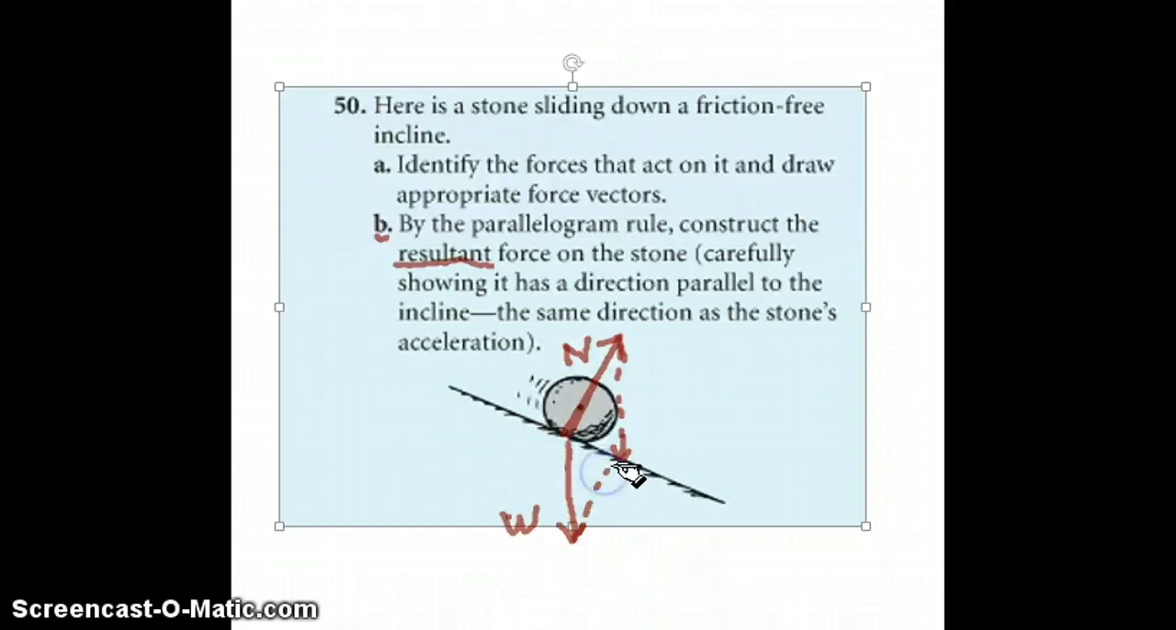I'm going to draw it just like that. And then when we want to see what the resultant is, I'll switch colors here. The resultant is how these two are acting together. If we draw it end to end, we see that the green arrow here is the resultant force. And so we can see the stone is rolling down the hill and it's gaining some speed because there's a force acting on it parallel to the slope.